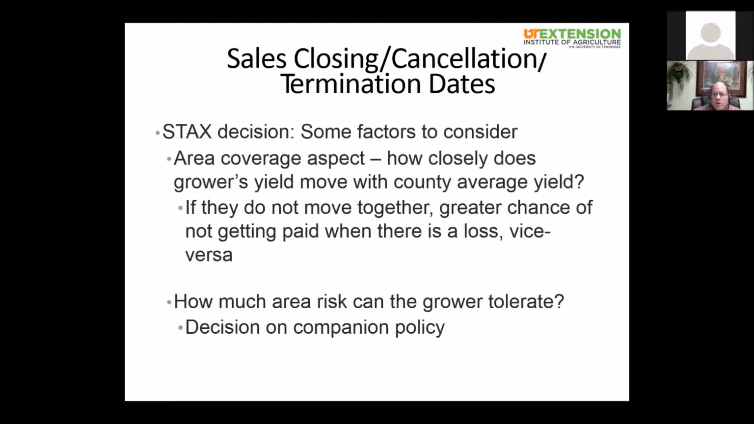Some other factors to consider: how closely does your yield move with the county average yield? If they do not move together, there's a good chance of not getting paid when there is a loss, as well as a possibility of getting a payment when you don't have a loss. So that's an important part to consider, how your yields move with the county yield. The other part, how much area risk can your grower tolerate, and that could have a decision or affect what kind of companion policy, if any, that you take out with this program.